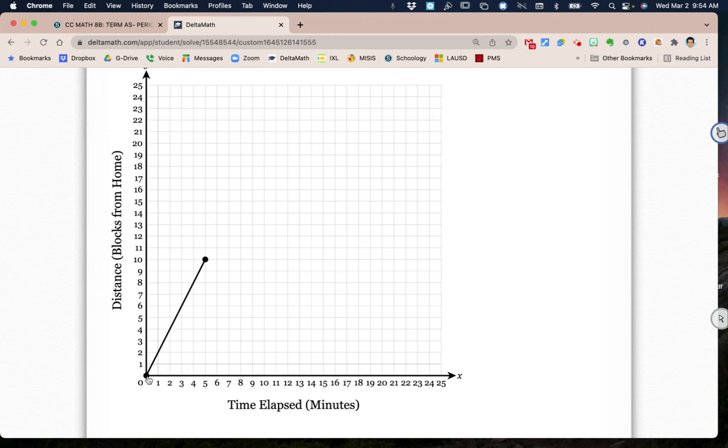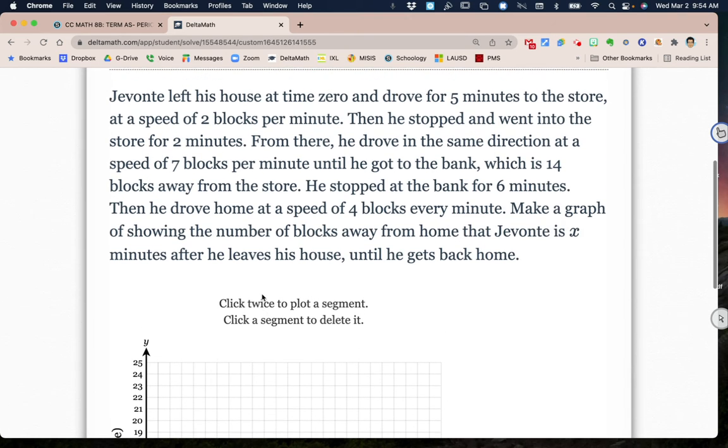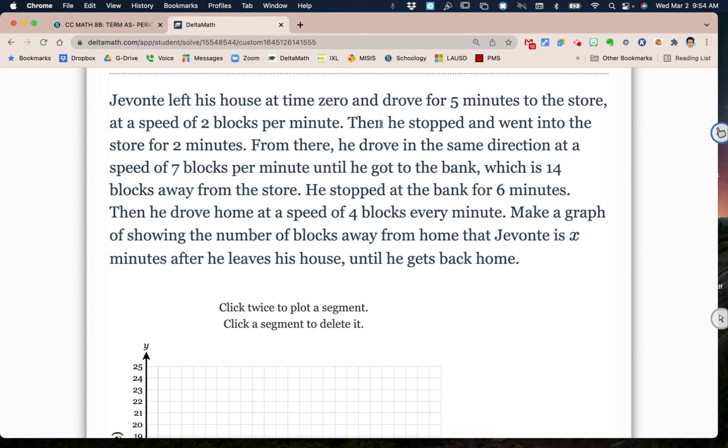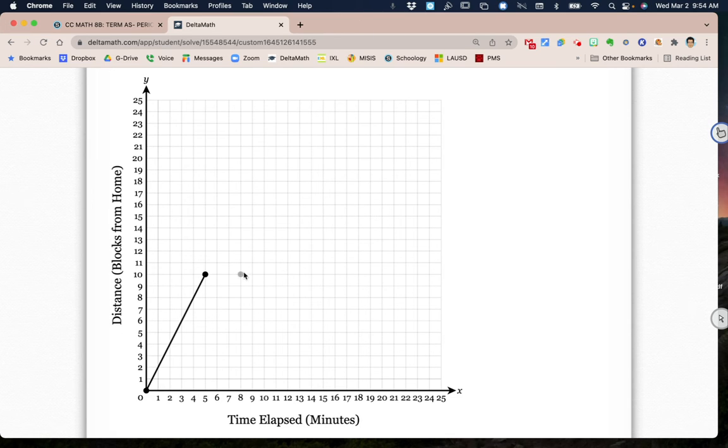So you could do it that way, or you could just say 2 times 5 is 10. So at minute 5, you should be 10 blocks away. Okay? There's 2 options for you. Then he stopped and went into the store for 2 minutes. So for the next 2 minutes, what do we do? What's our distance from home? Does it change? Does it increase or decrease? It stays the same. So there. Distance stayed the same for 2 minutes.